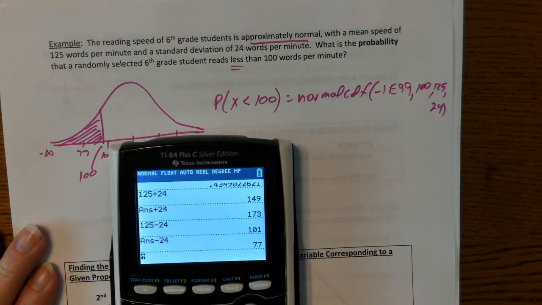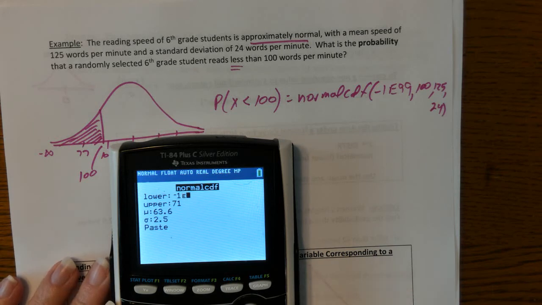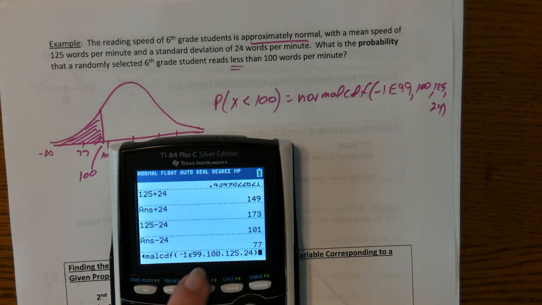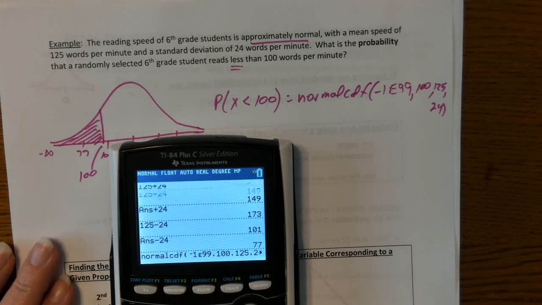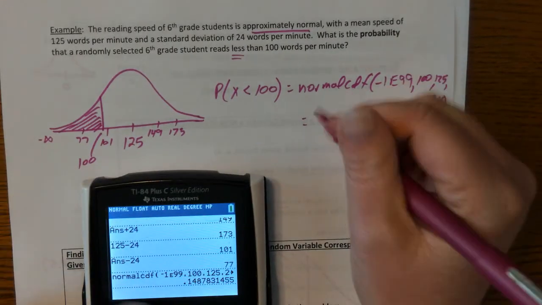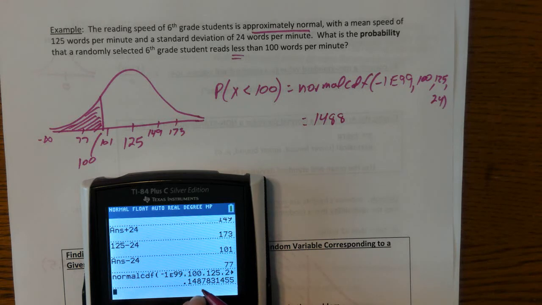All right, so second, VARS, normal CDF, negative 1 E99. Upper bound is 100. Mean is 125, and standard deviation is 24. Remember, if you're using an 83, it will not prompt you for those numbers. You just have to know to type them in and separate them with commas. And we get, remember this is an area, so we round to 4 decimals, 0.1488. Notice it's an 8 because the 7 is our 4th decimal and the number after it is 5 or higher, causing us to round up.